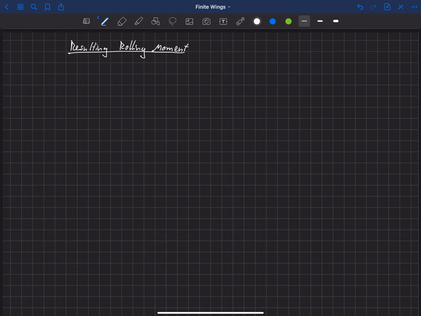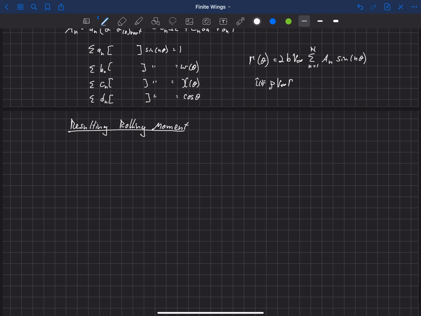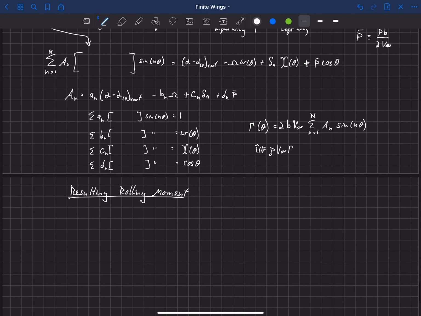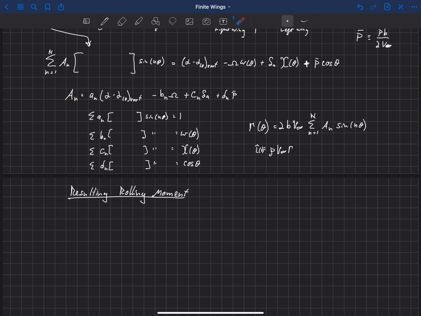In our previous video, we learned how to solve for capital A sub n values that now include not only the planform and the washout, but also the aileron and the rolling rate. And so our next question then would be, well, what is the resulting rolling moment? We can integrate lift, for example, to get a total lift coefficient. We already know how to do that.